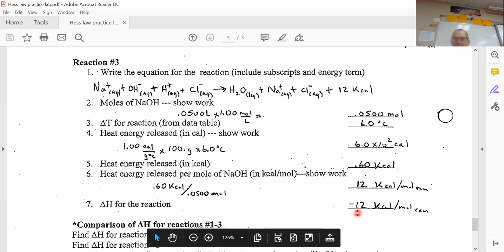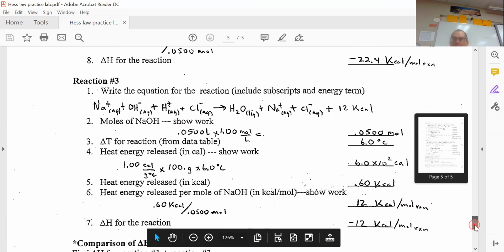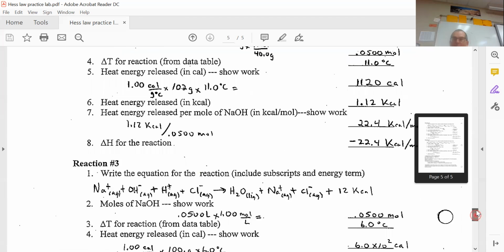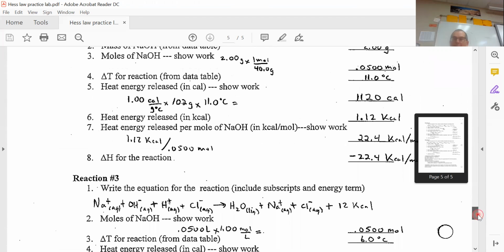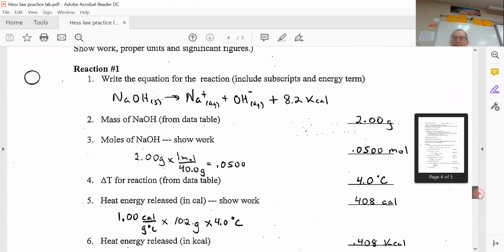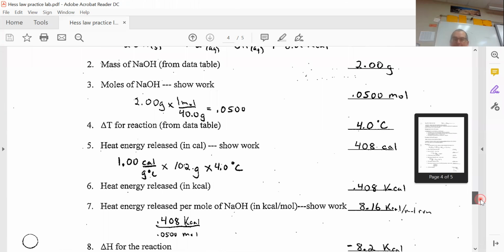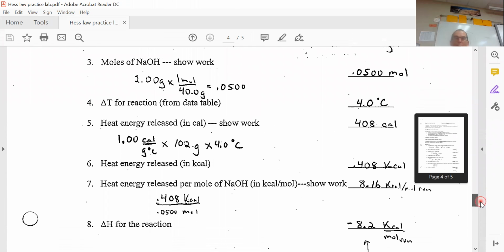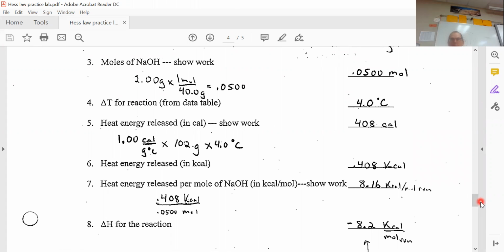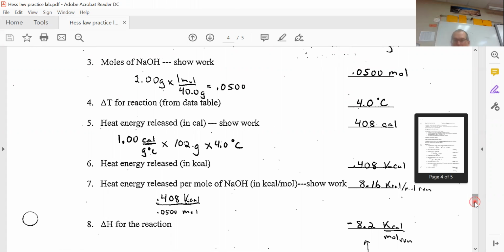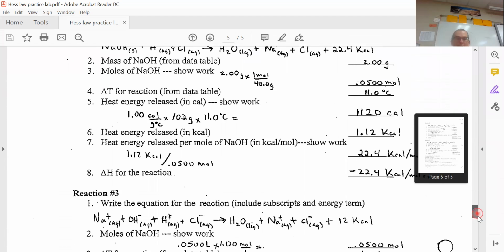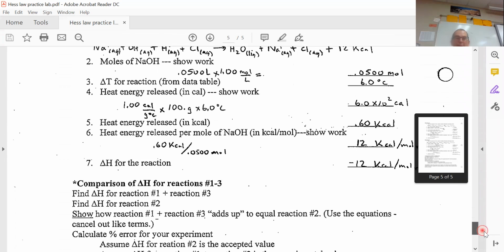Now, just comparing it, we said 1 and 3 should add up near number 2 when we talked about it. Negative 12 in number 3, negative 22 in number 2, and negative 8 in number 1. It looks like it's going to be negative 20 point something, negative 22 point something. So that seems reasonably close, around a 10% error that we have going on here.